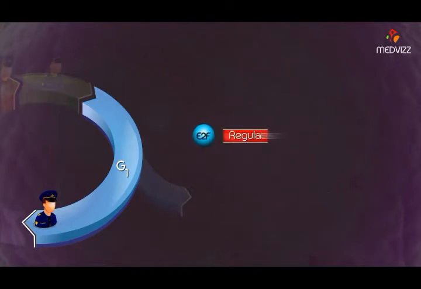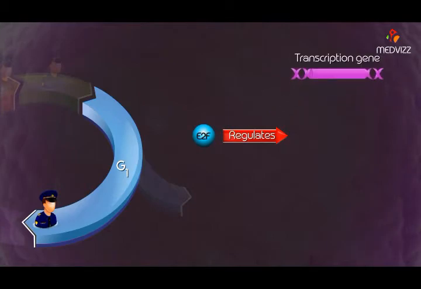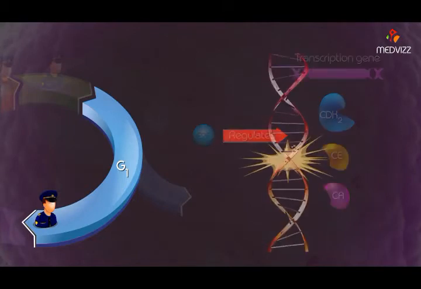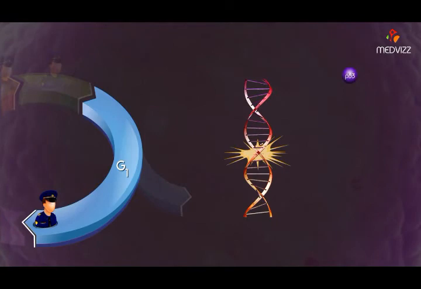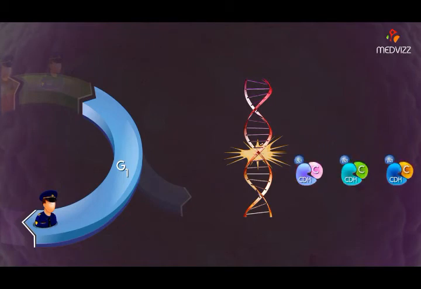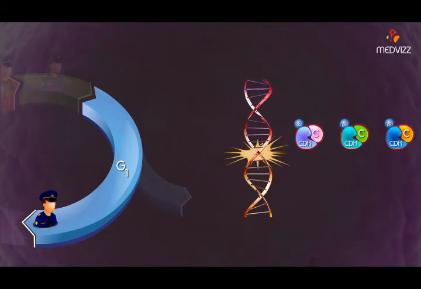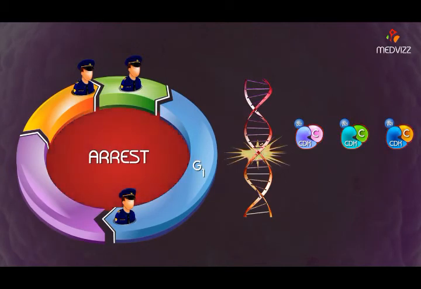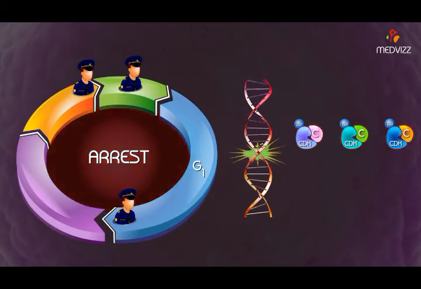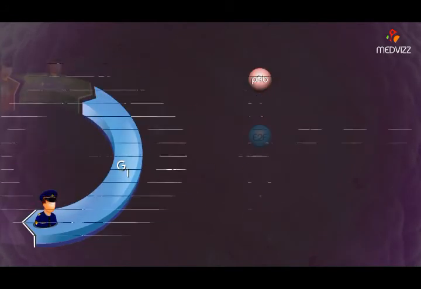E2F regulates expression of transcription genes and cyclin-dependent kinase 2, cyclin E, and cyclin A. If there is significant DNA damage, P53 stimulates production of P21. P21 binds and inhibits all cyclin CDK complexes, which leads to arrest of the cell cycle until the DNA damage is repaired and P21 levels drop.